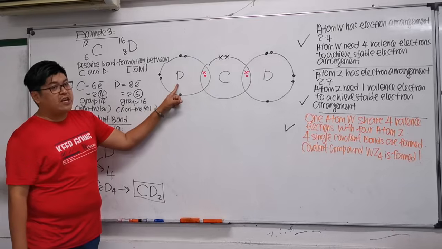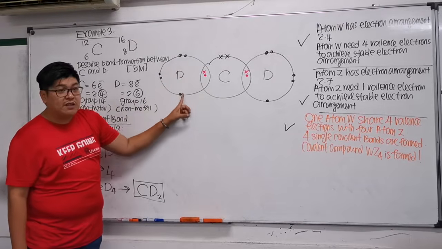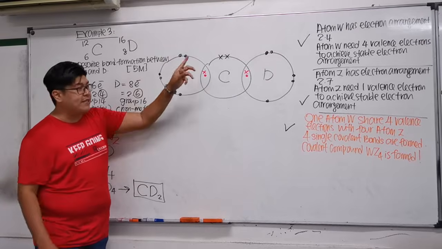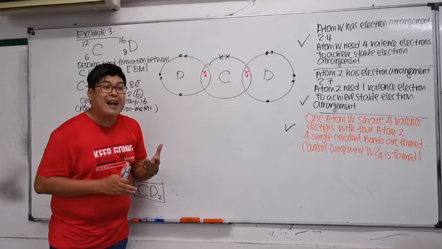Let's look at the donkey here. How many electrons do you have? 2, 4, 6, 7. 7, happy or not? No. Not happy, right? Okay, now look at the C. C got 2, 4, 6. Happy or not? No. Understand?